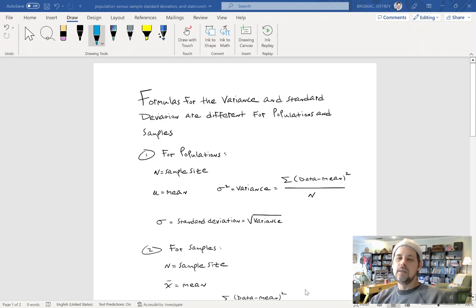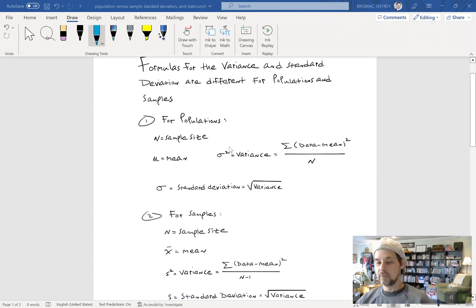Hello everybody. I want to make a quick video to emphasize that the variance and standard deviation are calculated differently depending on whether you have a population or a sample. And in other videos I have highlighted the difference between a population and a sample. So, a quick run through of the formulas in case you wanted to do things on paper with pencil.